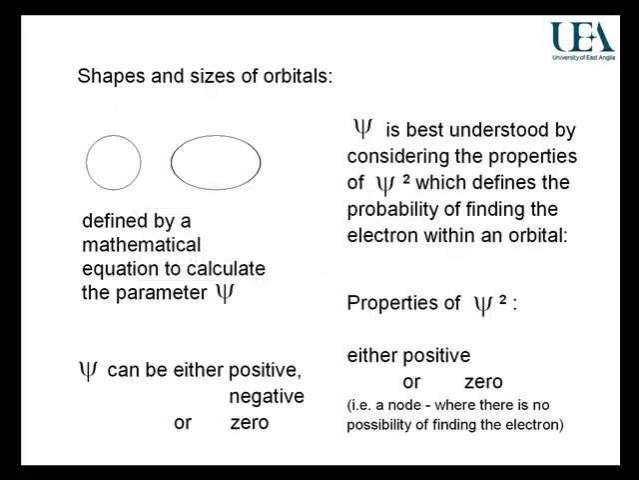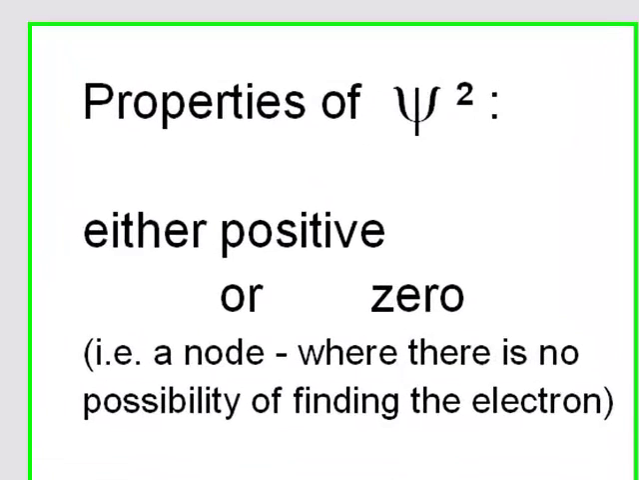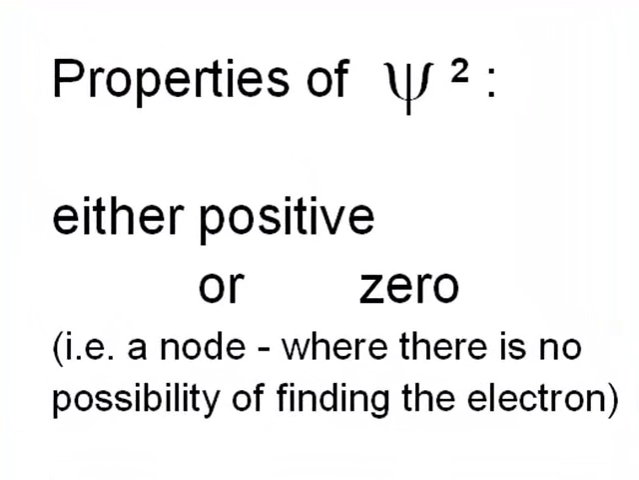We can imagine an equation to describe the shapes of these orbitals. It can either have a positive value, or it can have a negative value, or it can be zero. If you multiply two negative numbers together, the result is a positive number. Psi squared, the square of this mathematical description, has only two physical attributes. The value could be positive, and that is related to the probability of finding an electron. The value can also be zero.